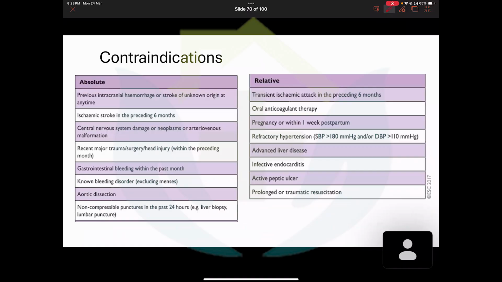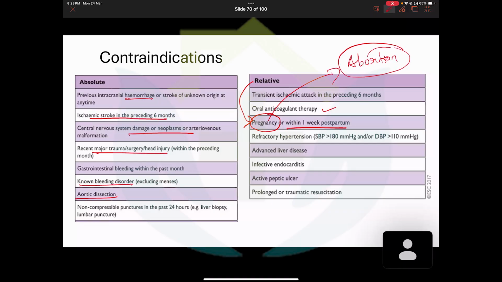Contraindications, just know these: intracranial hemorrhage, ischemic stroke in the preceding 6 months, CNS neoplasms, recent major trauma or surgery, known bleeding disorder, aortic dissection. These are all absolute contraindications. If the patient is on oral anticoagulant therapy, it is relative, once again a previous EDIC-1 exam question. Pregnancy, or within 1 week postpartum, is a relative contraindication, it's not an absolute contraindication, because what will happen is that mostly there will be an abortion. The baby will die, the mother will be saved. So that is a relative contraindication, not an absolute contraindication.